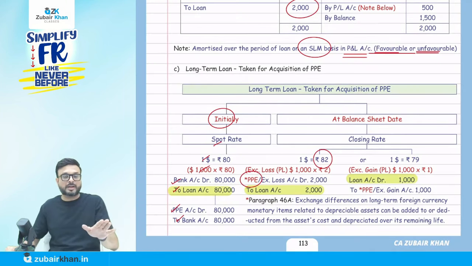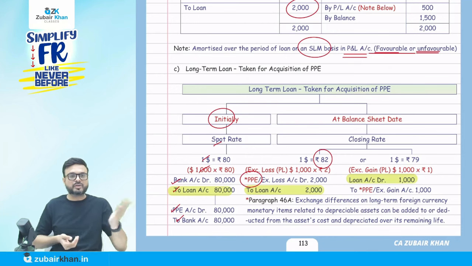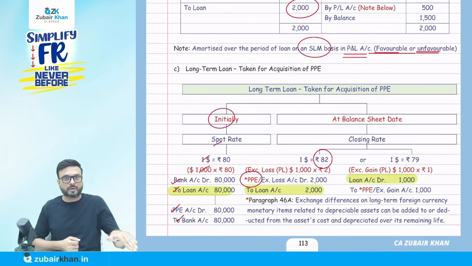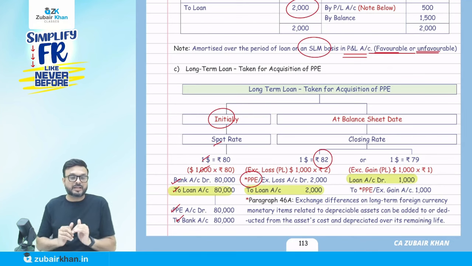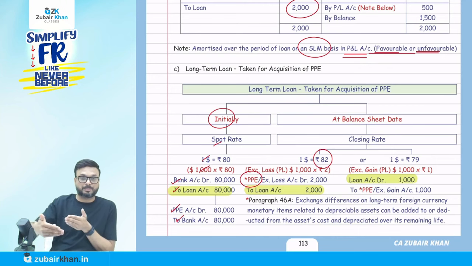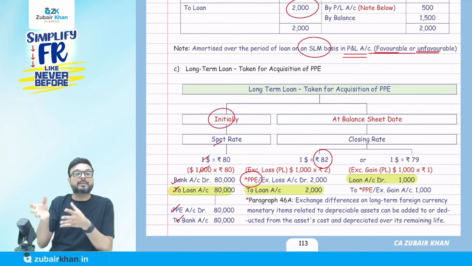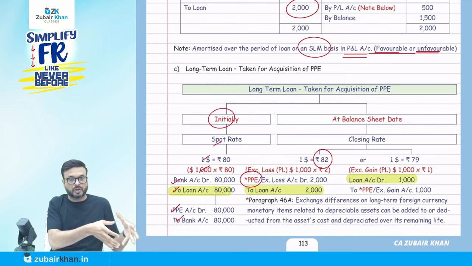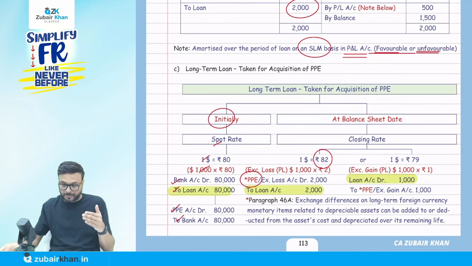Again, the same argument I have. I will say it's an exchange loss. Why should I take it to the P&L account so that my profit will go down? So AS 11 gives us the option here, instead of taking it directly to the P&L account, to add it to the cost of the PPE. And then it will come in the form of depreciation to the P&L account. You got the point?